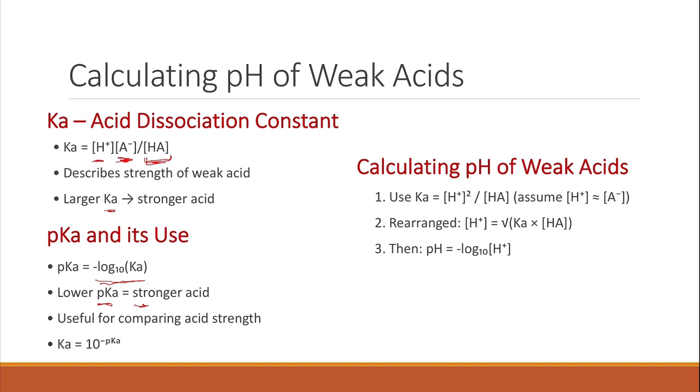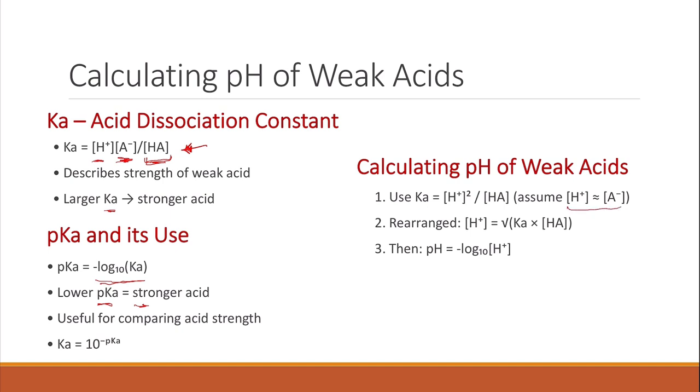Now we're going to use this equation. We're going to use the Ka value, which is going to be provided to us in the question. And we're going to have also the concentration of the weak acid. So now we can calculate the concentration of the hydrogen ion, because the concentration of the hydrogen ion will equal the concentration of the anion.